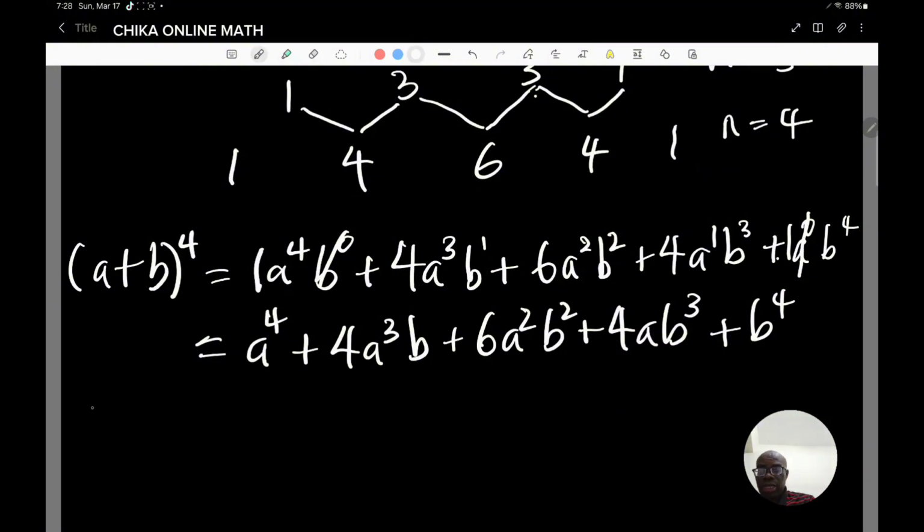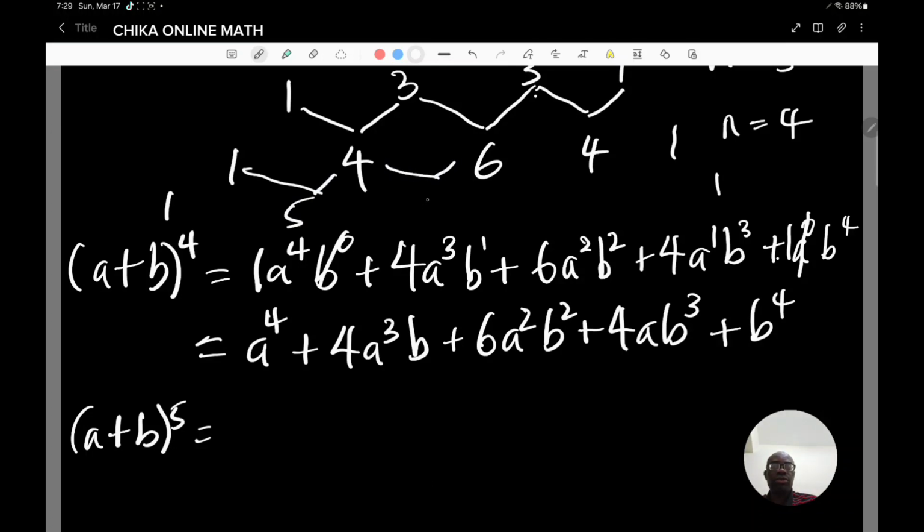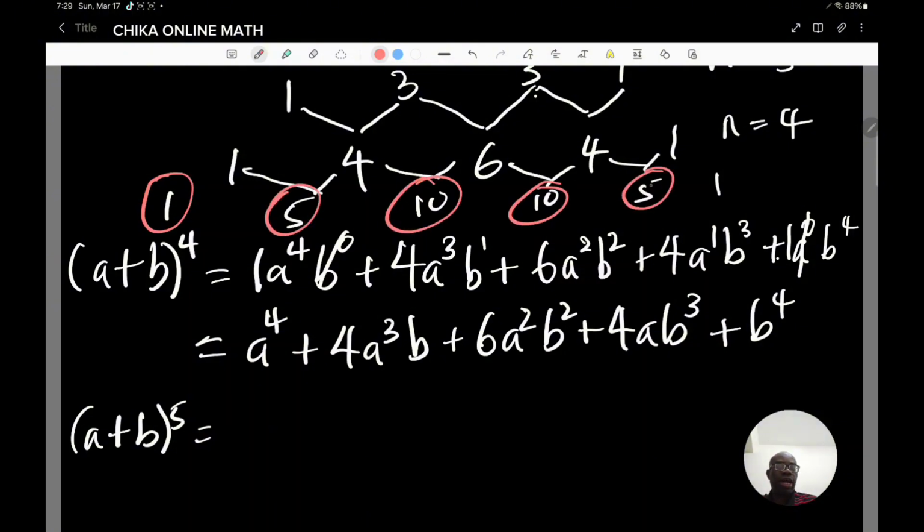If we are asked to obtain (a + b) raised to the power 5, using the Pascal triangle, we extend it further. Remember, we start with 1 and end with 1. Then we add 1 and 4, you get 5. Add 4 and 6, you get 10. Add 6 and 4, you get 10. Add 4 and 1, you get 5. So the coefficients will be 1, 5, 10, 10, 5, and finally 1.